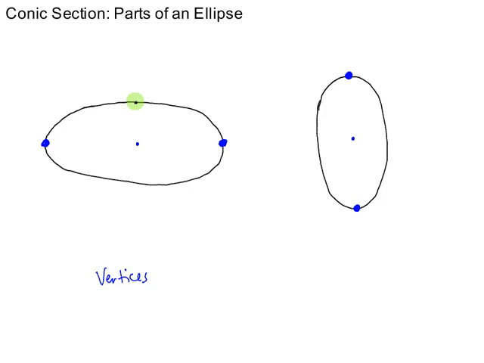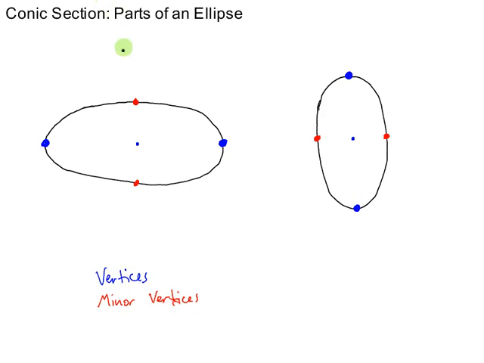The other 2 critical points for graphing an ellipse are the 2 points at the end of the minor axis. They're not technically called vertices, so we might give them a different name, maybe call them the minor vertices. As a matter of fact, I think some books call them vertices. Some books say that an ellipse has 4 vertices. So it's not that big of a deal.